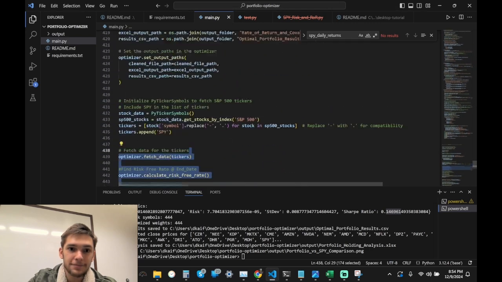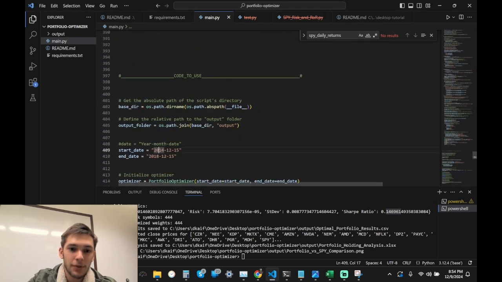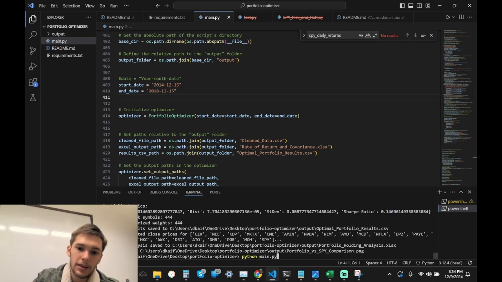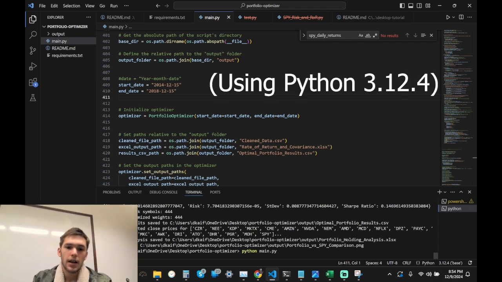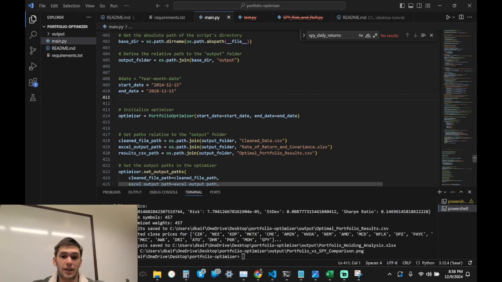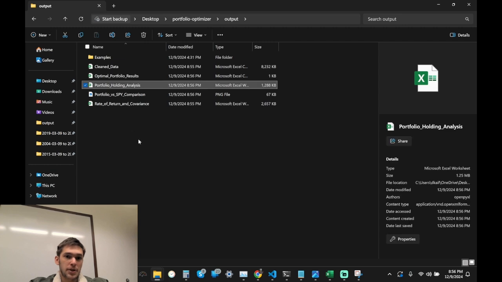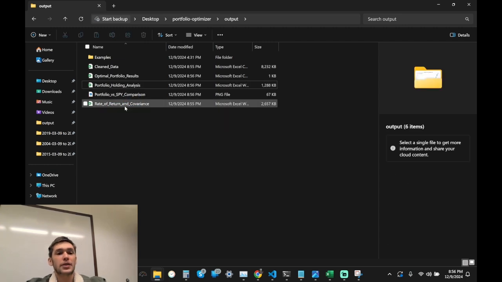Put in the start date right here, put in the end date after downloading the GitHub link and just installing it, and clicking on the main.py, run it in VS Studio, and then just wait. And after done waiting, which is probably going to be like a minute or two, you're going to be given a few outputs here, being the clean data, the optimal portfolio results, the holding analysis, a graph comparison, and the rate of return and covariance.